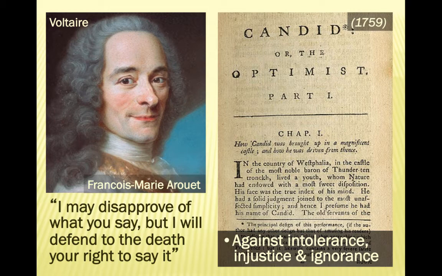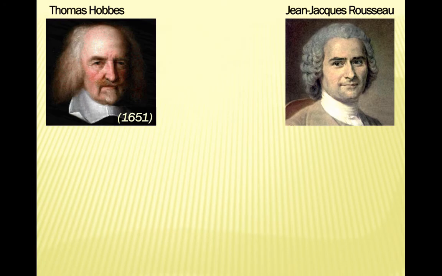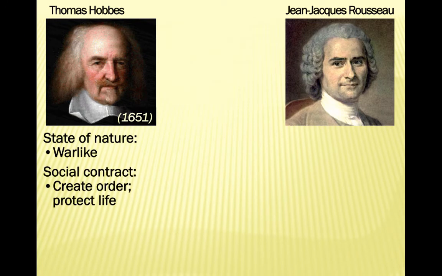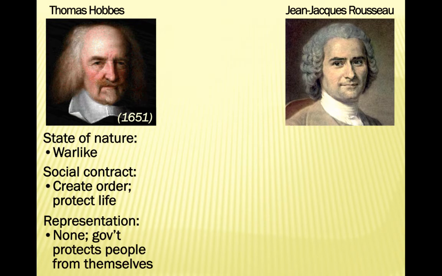Around the mid-1700s was Jean-Jacques Rousseau, whose political philosophy represented an evolution in Enlightenment thought. Now, as you should recall, Thomas Hobbes was one of the first to discuss man in the state of nature, which he contended was warlike and anarchistic. People established an unwritten social contract with an absolute ruler to create order and protect their lives. So, as far as representation, there was none, and the purpose of government was to protect the people from themselves.